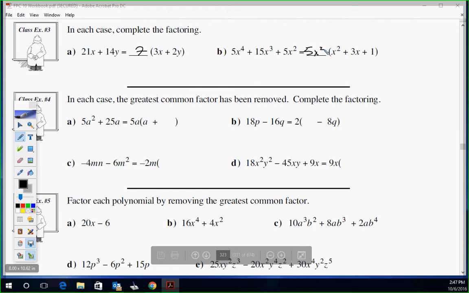Okay, now a step further. They're giving us what we pulled out, and we want to figure out what's left inside. So here, 5a squared, I took a 5a out, a. Oh, nothing else goes there but the a. If I took an a out, or 5a out, 25a's here, what has to be there? 5. Because 5a times 5 is 25a. So essentially, I did 25 divided by 5.